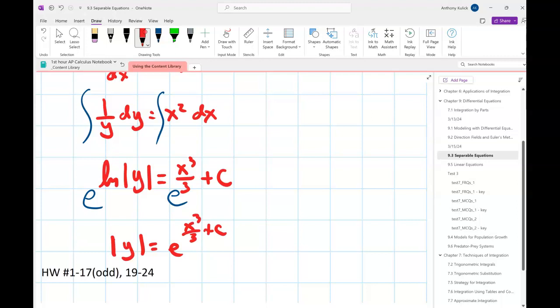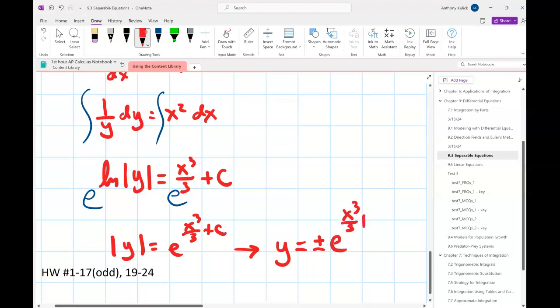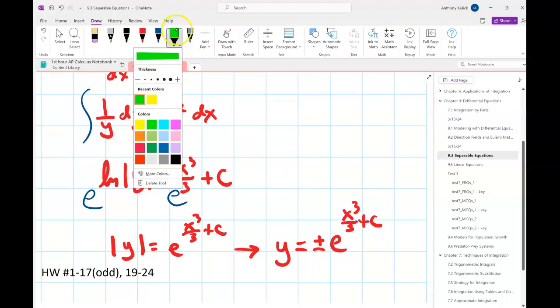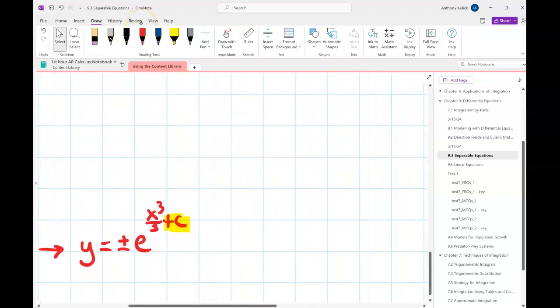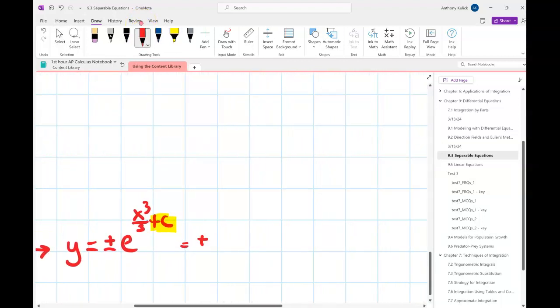But I still have that absolute value around the y. How do I get rid of the absolute value? Yes, plus or minus. And now I will tell you that if you're looking at a multiple choice question, they're not going to have it look like this. So if I have plus a constant in my exponent, how can I rewrite this?